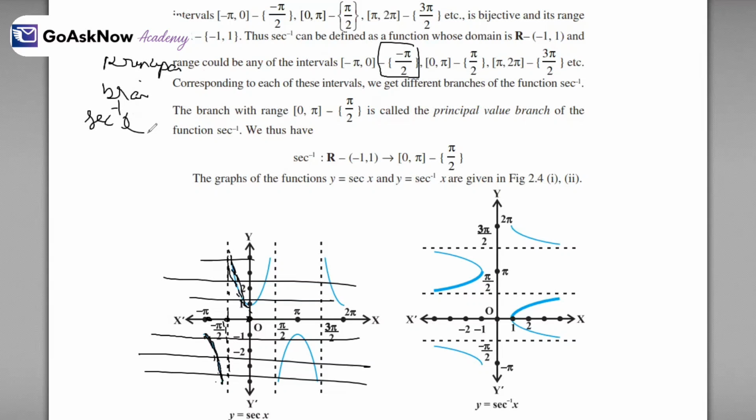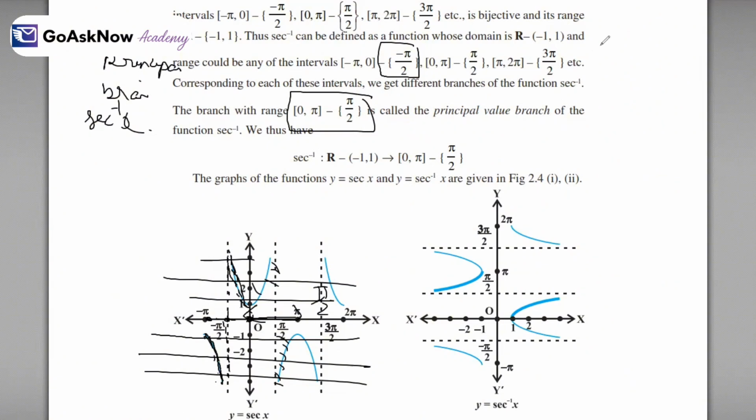Okay. Other branches are also there, like 0 to pi minus pi by 2, but we will concentrate only on 0 to pi minus pi by 2, which is called the principal branch. I told you that this is one interval, but we will take the principal branch as only 0 to pi minus pi by 2. I apologize for that. In this interval also the graph is one-one and onto, and that is why we will cover this point only. So this is your principal branch of sec inverse x.